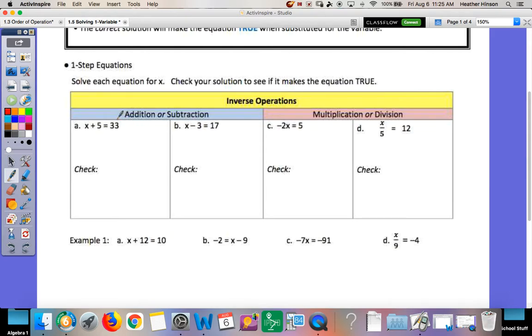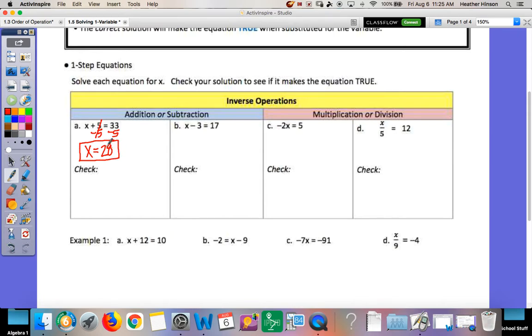So if we're looking at addition or subtraction, we want to do the opposite. What operation do we have here? We have plus. What's the opposite of plus? Opposite of addition. Subtraction. So subtract your 5. 5 minus 5 cancels, leaves us with x. 33 minus 5 is 28. So x is by itself, so I'm done.